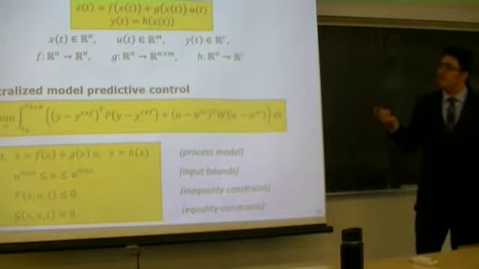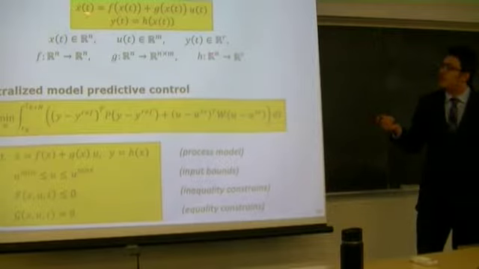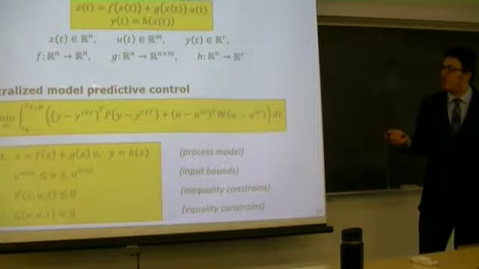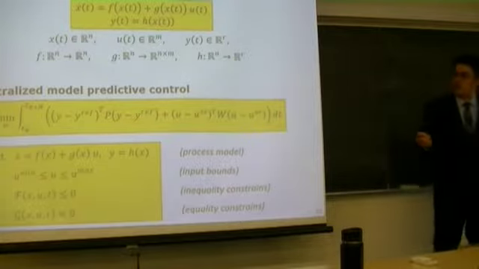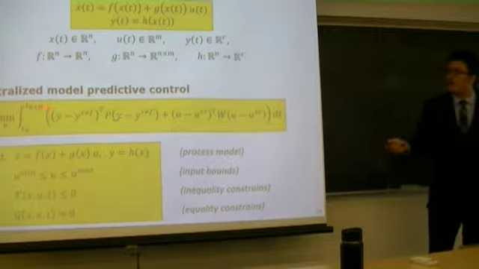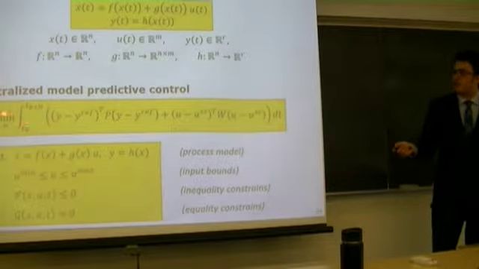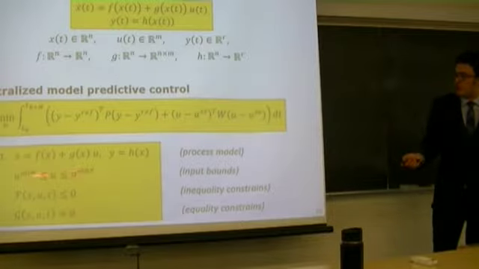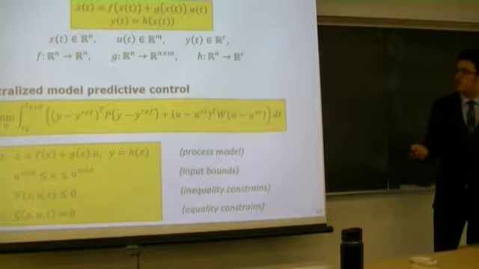If we have the process model in this general nonlinear input-affine form, we could formulate the centralized model predictive control problem by repeatedly solving the dynamic optimization problem subject to the objective function, which penalizes the tracking error and also the magnitude of the manipulated input, subject to the process model, the lower and upper bounds on the decision variables, and also the inequality and equality constraints which represent the desired performance of the system.